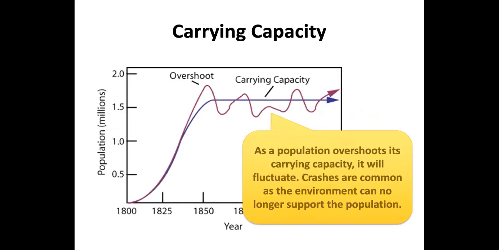So what can happen, though, as a population overshoots its carrying capacity, it can start to fluctuate, okay? Crashes are common as the environment can no longer support the actual population. So once it reaches the carrying capacity, if it overshoots, we have too many, so what's going to happen? It's going to have to decrease, okay? And then eventually we can reach our carrying capacity again, but if it happens to overshoot again, the same thing is going to happen. So it's going to be like a check and balance, okay?